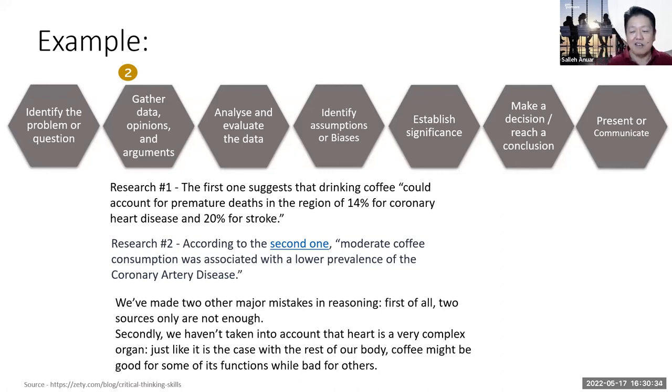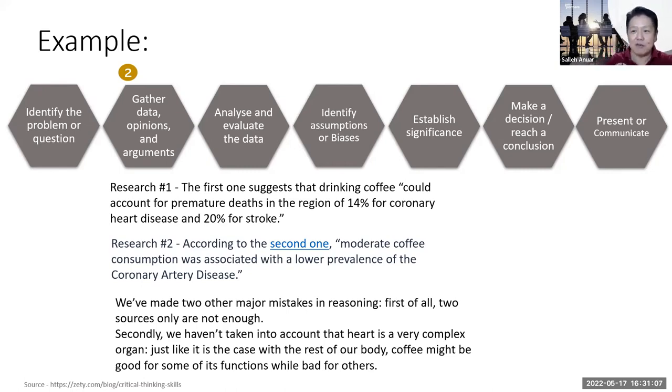Perhaps seeing that they are both different perspectives, right? We needed more. We probably need to look for more sources. The next mistake we make in this step is that we didn't take into account that the heart we are dealing with is a very, very complex organ. It might be that coffee is good for some of its functions, but also has some bad impact on others. So we can't be very straightforward and say that it only has good or bad. It could be good and bad.